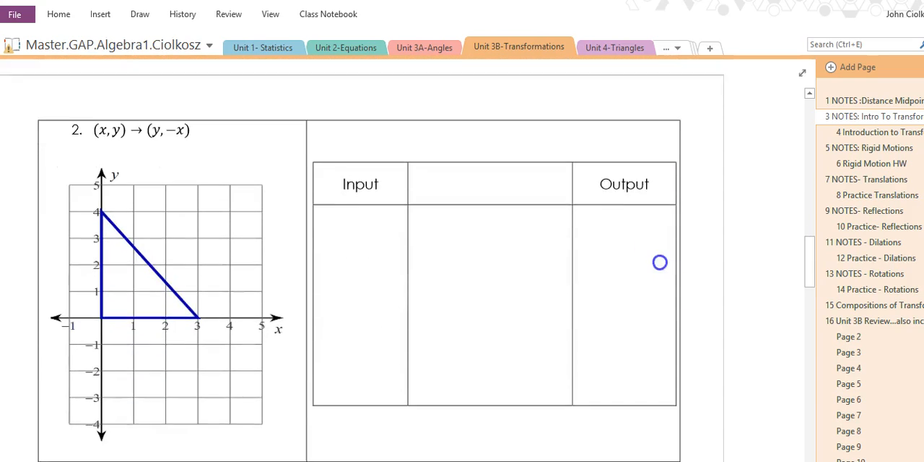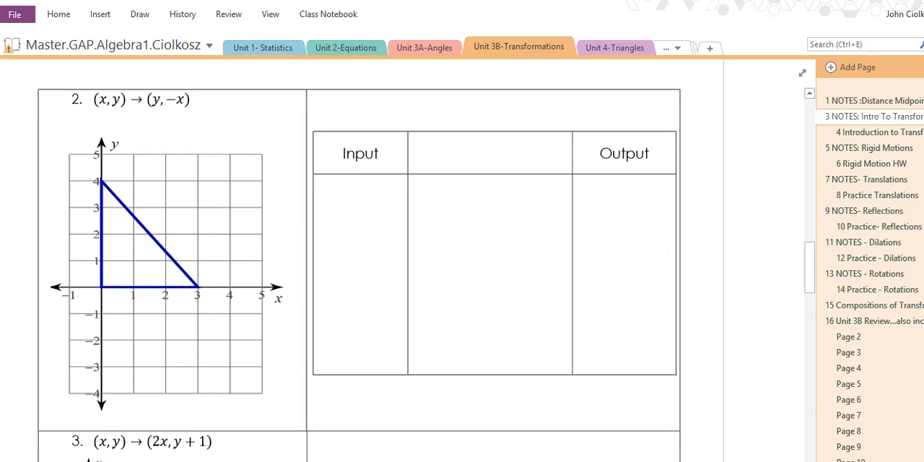Alright, taking a look at this one, let's get our points first. So let's look at our A, B, and C again. So A is 0, 0. Just gonna write that up here. B, 0, 4. And C, 3, 0.